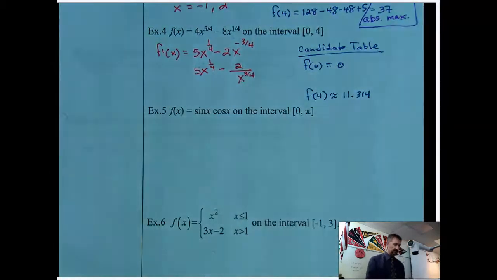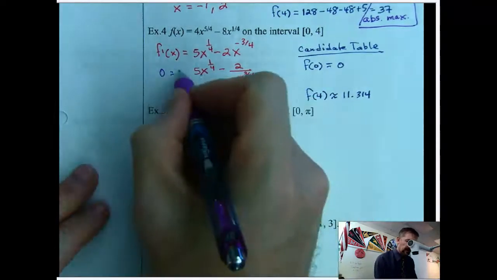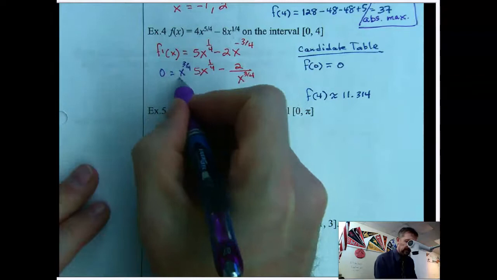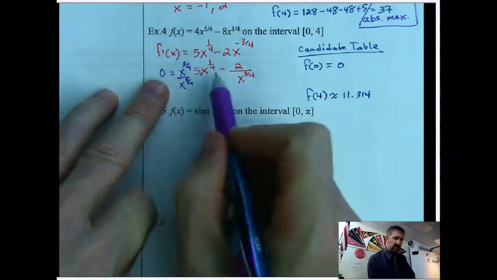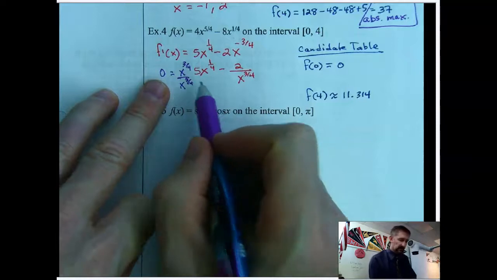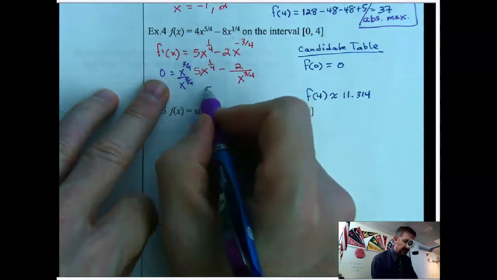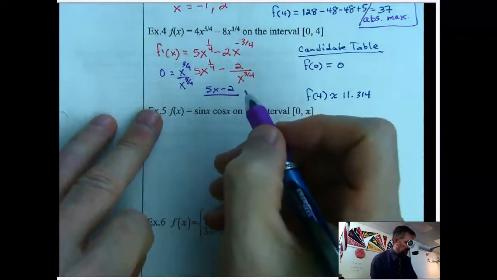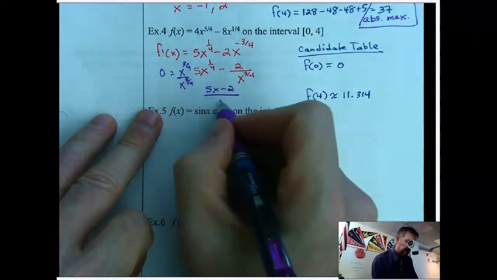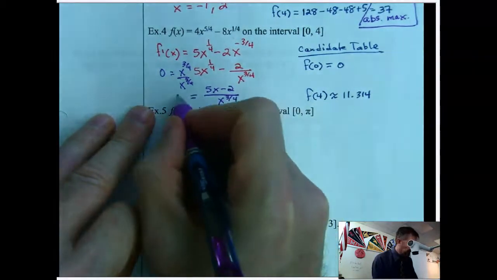So that brings us to this situation. Now we're going to get a common denominator here as we set that equal to 0. We're going to multiply this by x to the 3/4 over x to the 3/4. And this always simplifies nicely, the numerator. Add the exponents together, that's x to the 1st. So that's just 5x minus 2. And the denominator is x to the 3/4. So if we set that equal to 0.